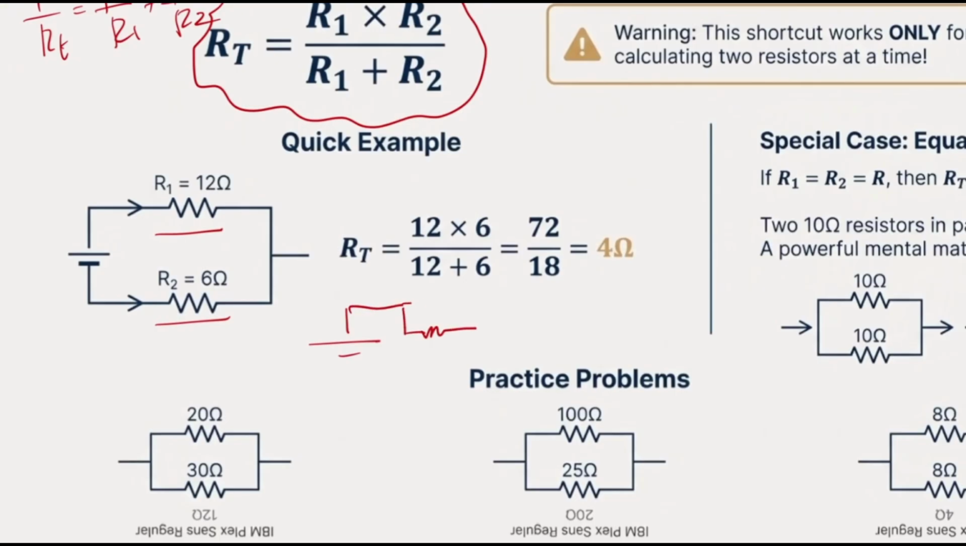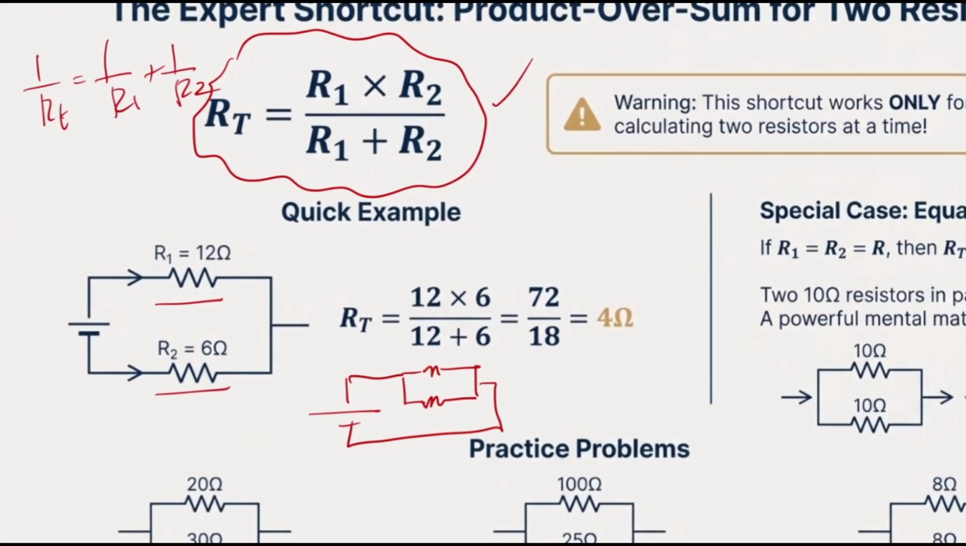So this is going to be the second resistor. Both of them are connected to each other, something like this. Cool. So at this point, if I would like to find the R total, the only thing that I have to do is just follow this path. R1 times R2 divided by R1 plus R2.